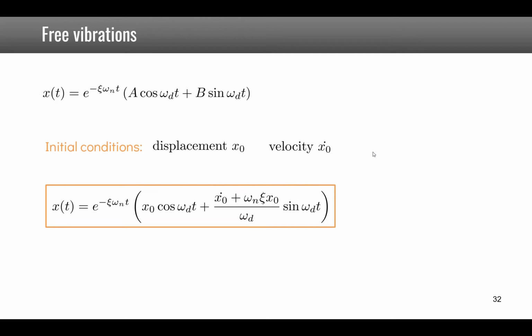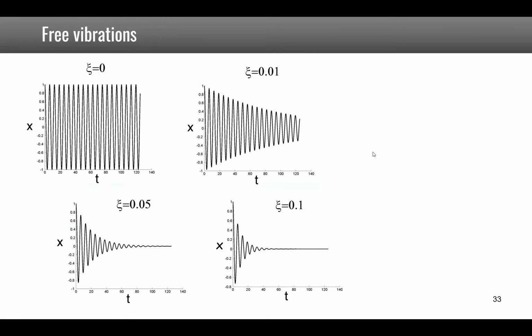Now for an initial displacement, if you have free vibrations with zero damping, we saw that then the motion is a cosine function and it continues to vibrate forever. If you put a small amount of damping, so this is 1% of damping, you see that the vibration will decay with time. And if you increase more and more the damping, you go to 5 or 10%, you see that the motion decays faster.